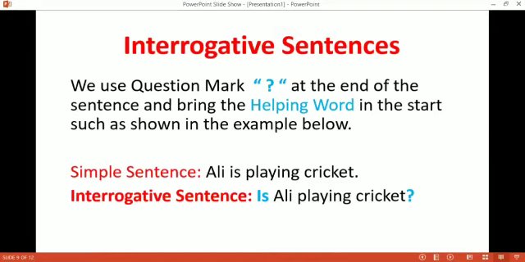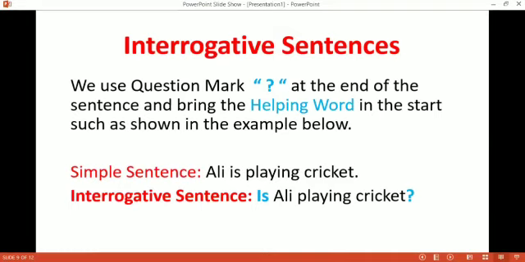Okay, children. Is Ali playing cricket? After cricket, we will put a question mark because it is our interrogative sentence. It is our question sentence. So we put a question mark at the end.